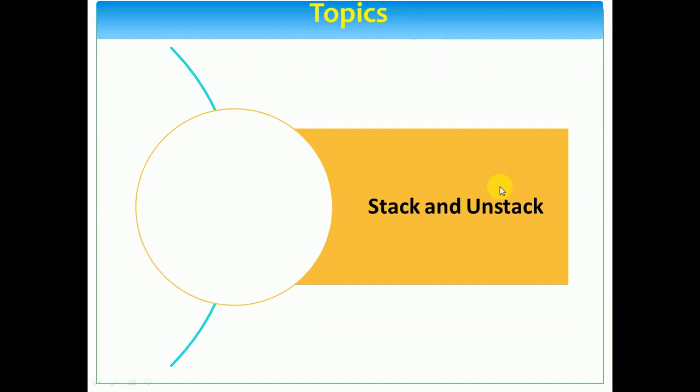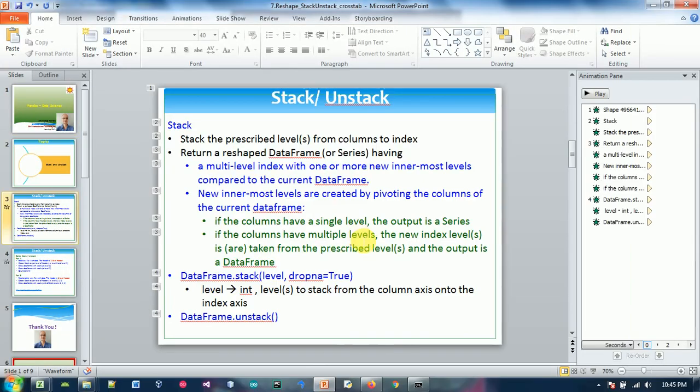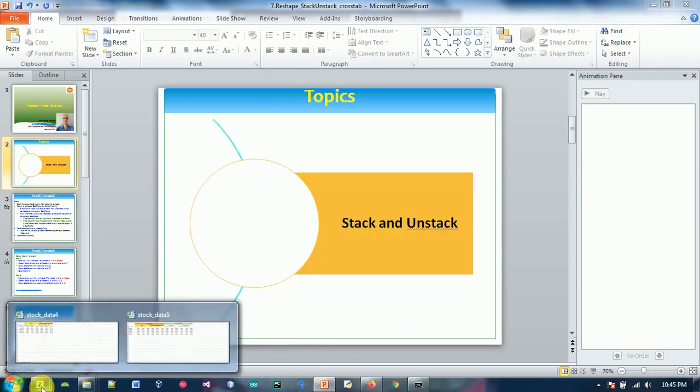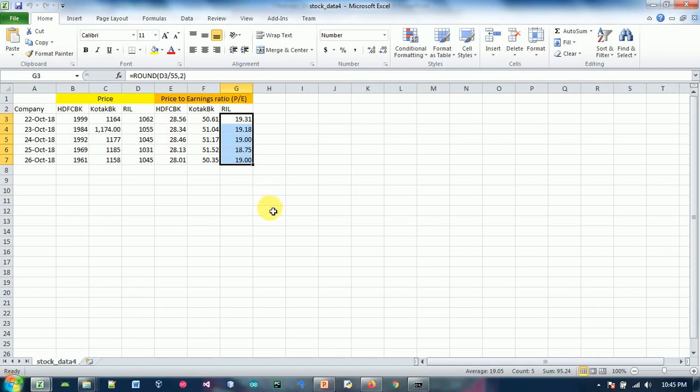Before I take you to the stack and unstack concept, I just want to show you the data that we are going to use for this, so that the concepts related to stack and unstack will be clear. So we'll now go to the data. So now we have this data.